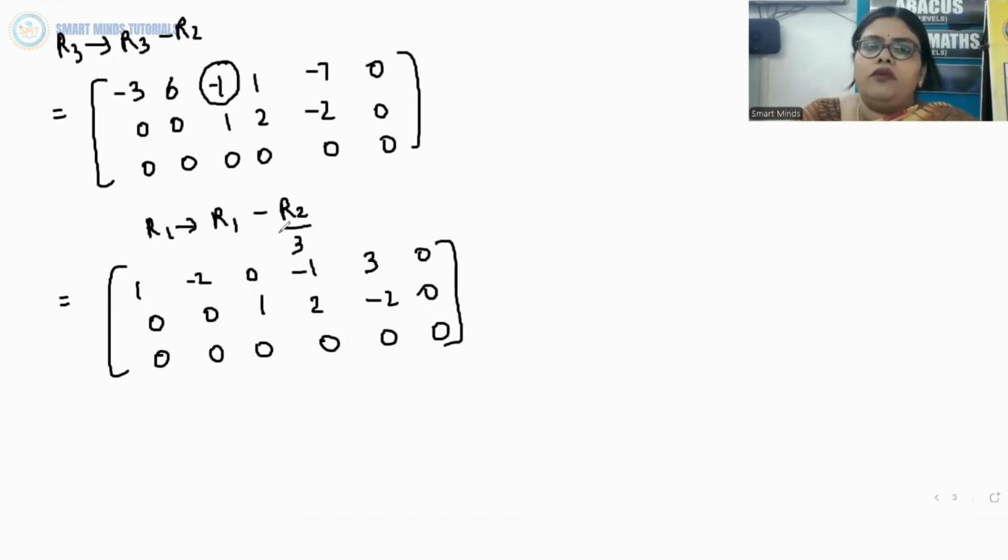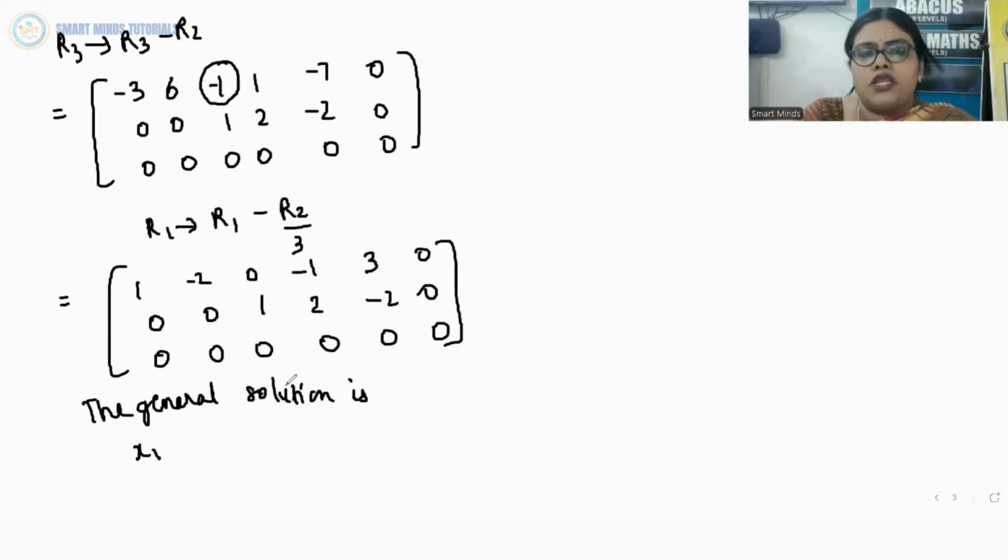So what did we do over here? We first divided R2 by 3 and then we subtracted it from R1. Okay, so what is the general solution now? The general solution is x1.